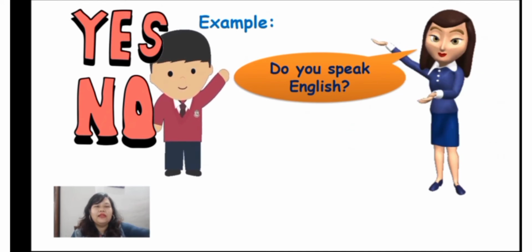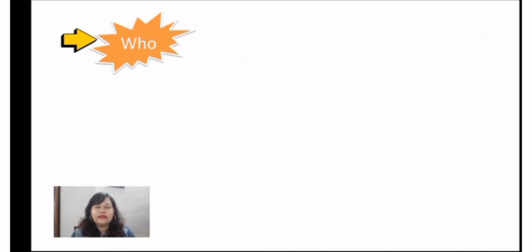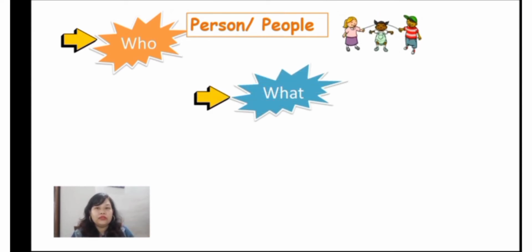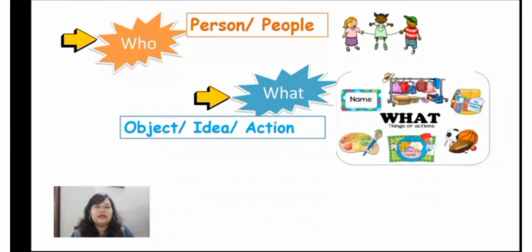Now, let's have a quick recap of some of the WH words and brush up on our previous learning. So first we have WH word who. Okay, who is always used to ask about person or people. Next we have what. What always gives us information about an object, an idea or an action.